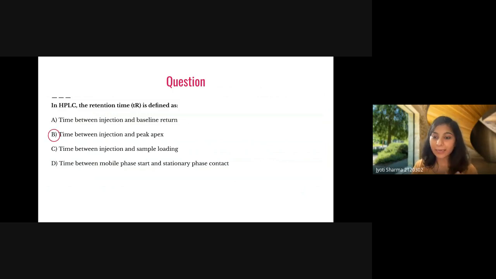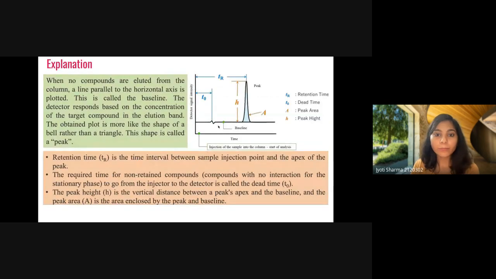Yes, Priscilla gave me the right answer. So this is B, the time between injection and when we get the peak. You can see here in the figure, we have TR at the top. This is nothing but when we injected the sample and when we get the peak, so what time it took to create that peak. This will be the retention time.